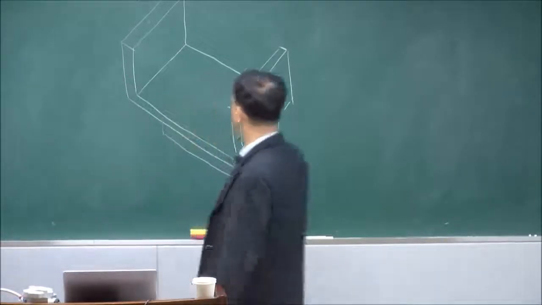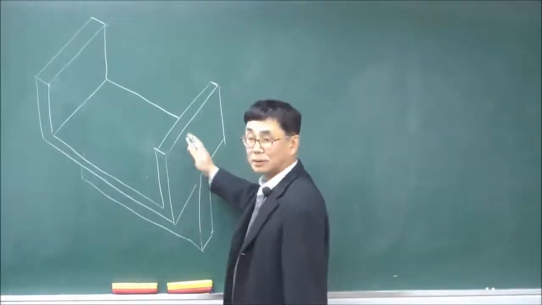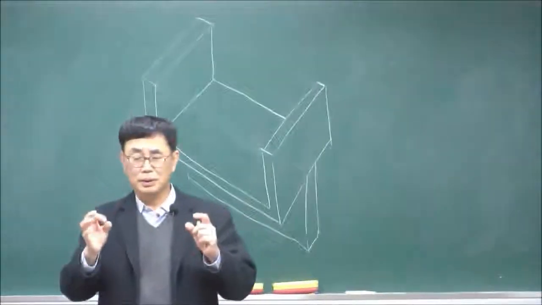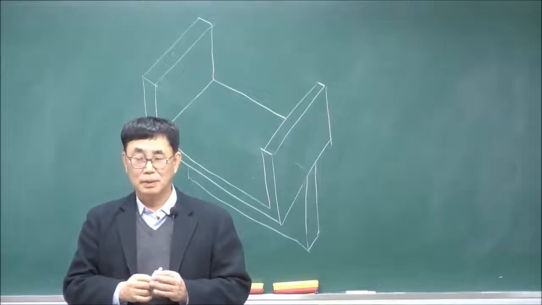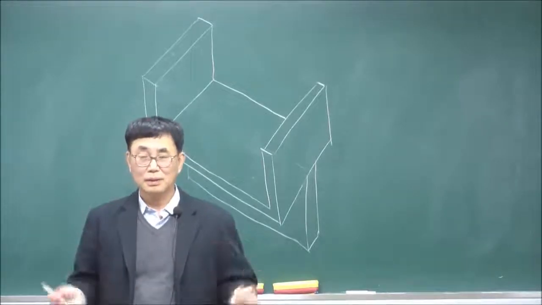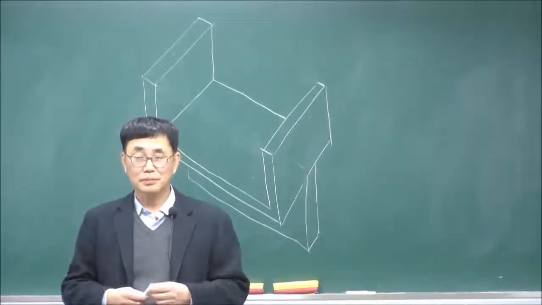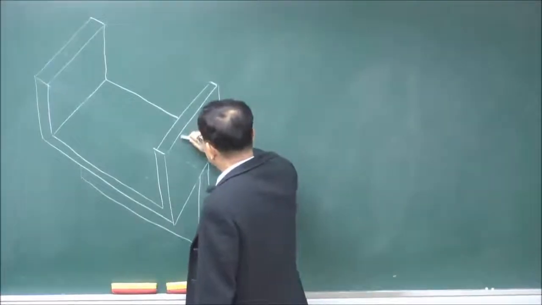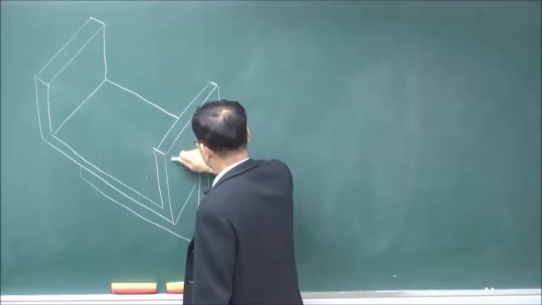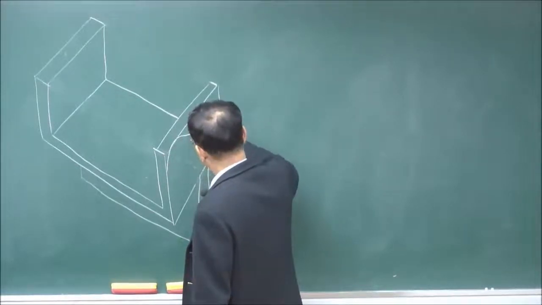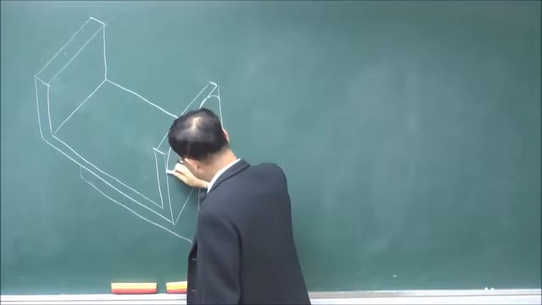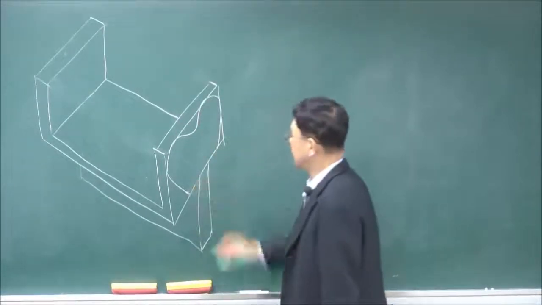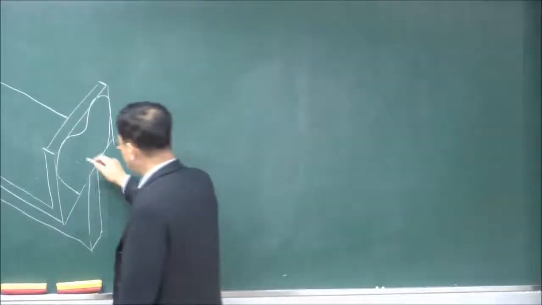Then what about this part? It has two holes, symmetric. Something like the object shown in the movie E.T. So the shape is something like this, right? And it has the two holes.